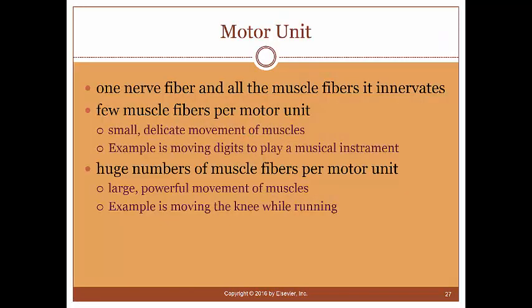We have motor units. One nerve fiber and all the muscle fibers it innervates is one motor unit. When we look at a nerve, it has input into multiple muscle fibers. We can operate these motor units individually to do small, delicate movements, like playing the piano, or manipulating something really small, like putting a tiny screw into your glasses. We can also have multiple motor units work together, and when we put multiple motor units together, they move large groups of muscle fibers. This is where we get large, powerful movements, like moving your knee while running, or flexing your elbow to lift up a pencil.